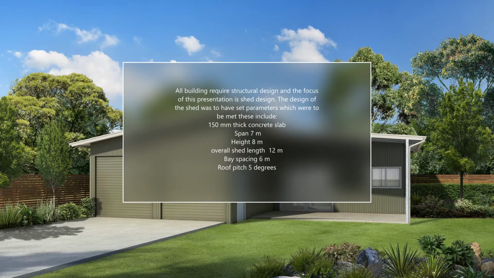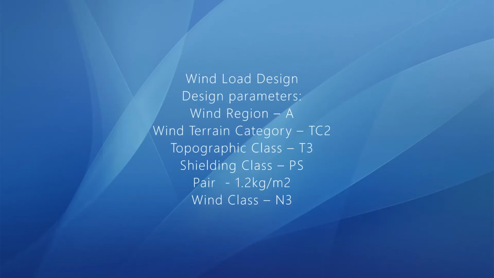Requirements for the project. The structural design of the shed was to meet certain parameters, including 150 mm thick concrete slab, a span of 7 metres, a height of 8 metres, an overall shed length of 12 metres, a base spacing of 6 metres, a 5-degree roof pitch, a wind region of type A, wind terrain 2, shielding partial, and with all design and all requirements were to be met, or the structure could face possible failures.